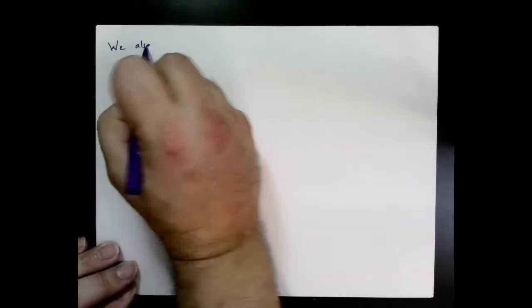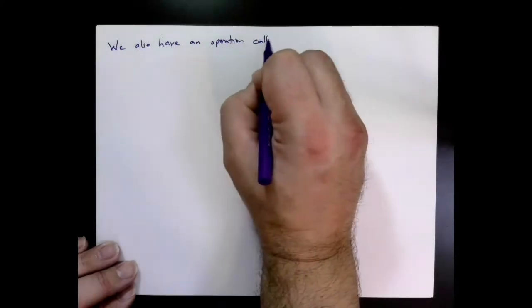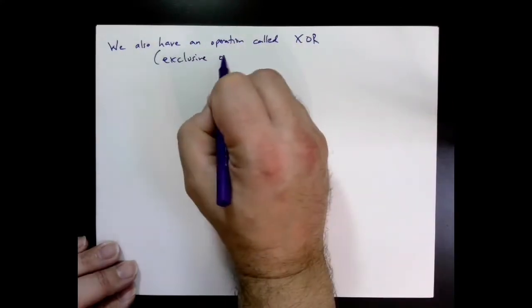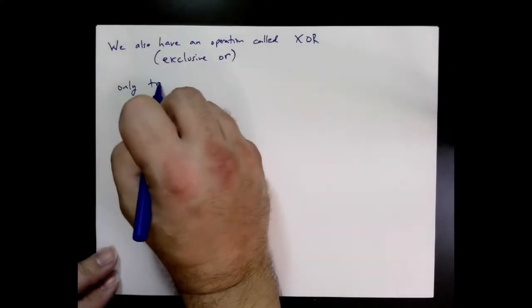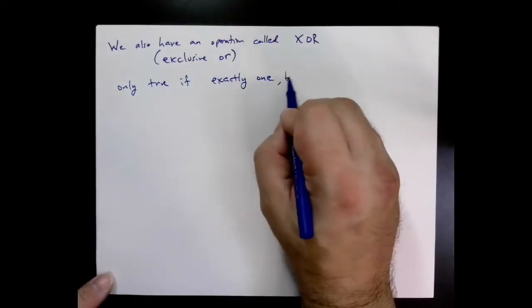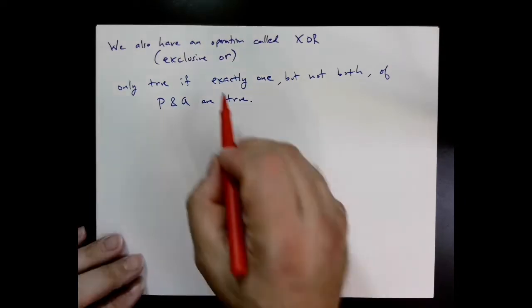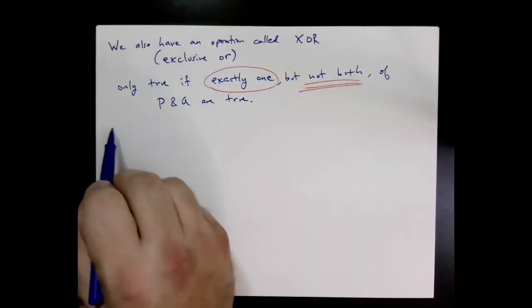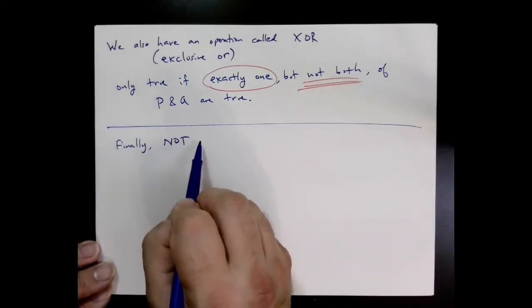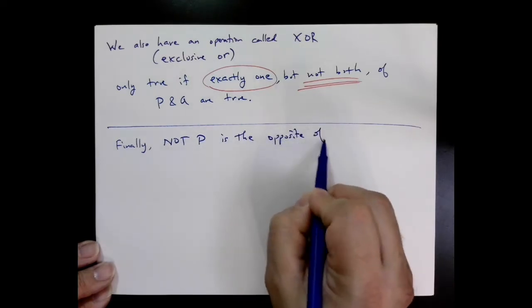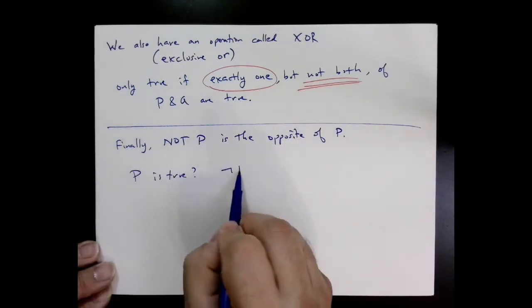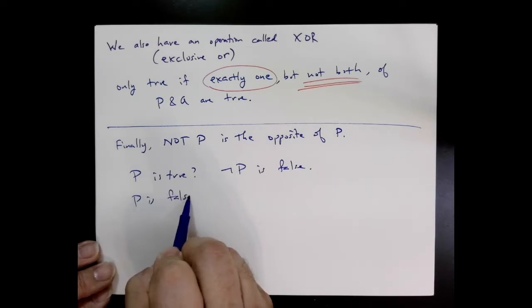If we want to have the meaning of an exclusive or, there's a name for that operation. It's sometimes abbreviated XOR, for exclusive or. And that's going to be true if exactly one of the components is true, but not both. And then finally, we have an operation called not, which just reverses the truth value of any proposition. So if P is true, not P is false. If P is false, not P is true.